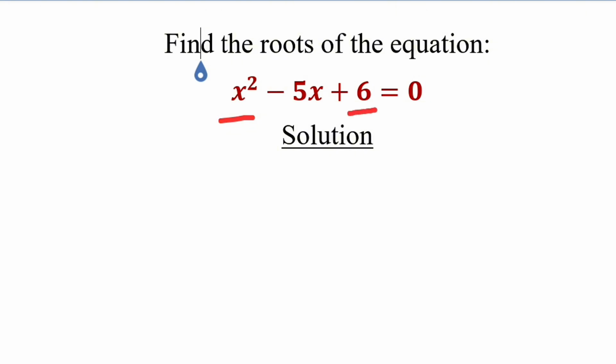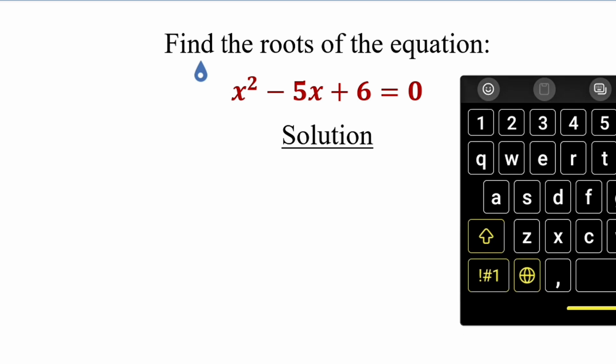So you find the product of that x squared and 6. When you find the product of x squared and 6, you should get 6x squared. And then you look at two factors of that 6x squared, such that when you multiply the two factors, you get 6x squared back, and when you find the sum, you get minus 5x. That's the middle term.